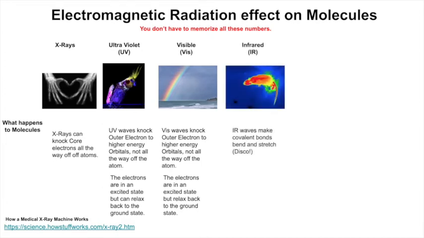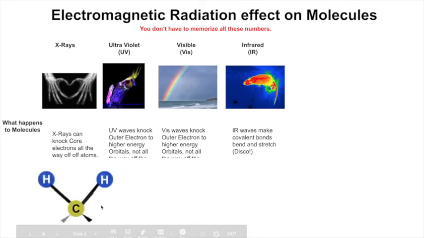And infrared light, it does something interesting. It doesn't mess with the electrons in that it doesn't promote them to higher energy orbitals, or like the high energy X-rays that knock them off of the atom. They make the covalent bonds bend and stretch. It's like disco. So yeah, I'll show you an animation of this.